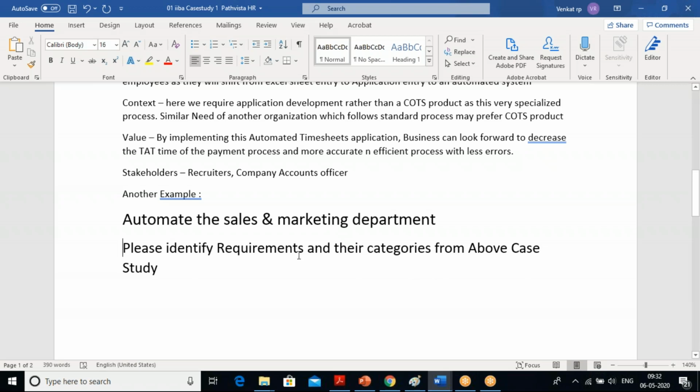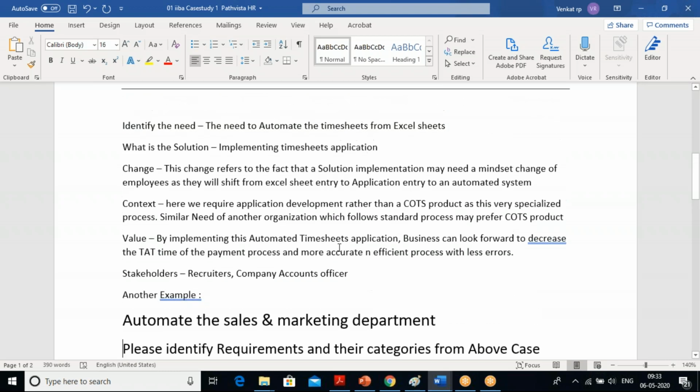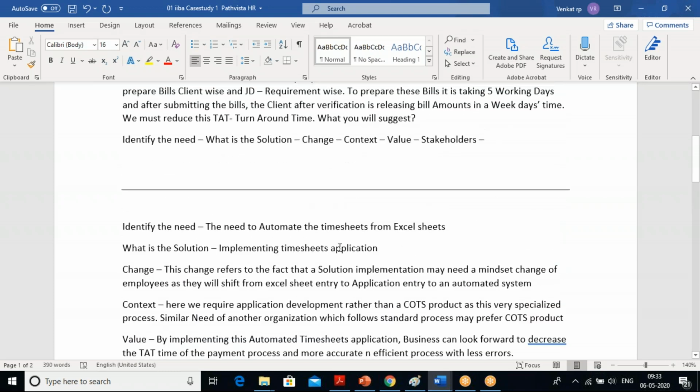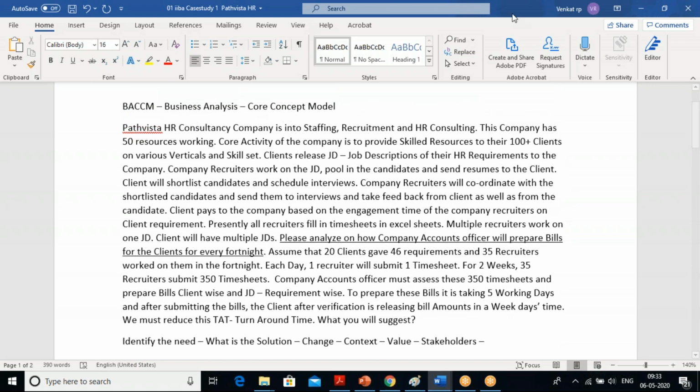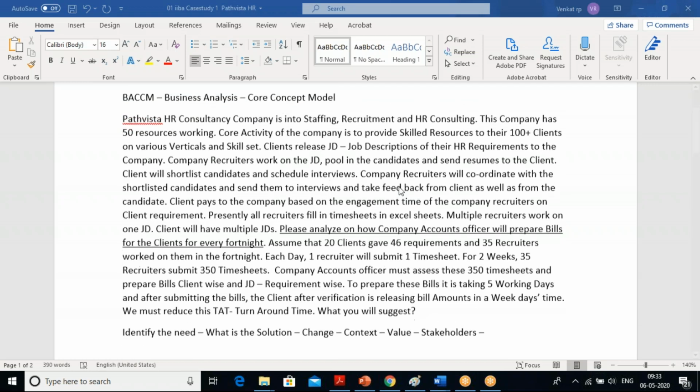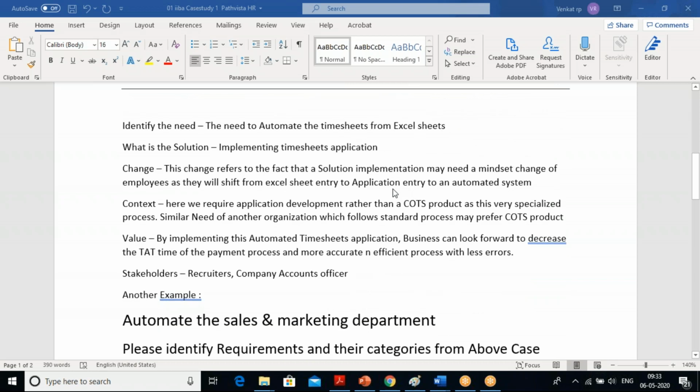What is the need, what is the change, what is the solution, and the stakeholders, the context and the value it is going to create. I want you to think from all perspectives and work on at least 4 or 5 cases. I'll give you 4 or 5 cases. You have to work on them, and tomorrow we'll discuss more about it and get more clarity. Fine, got it? Clear on this? Any questions you have as of now, you can ask me. No questions. Thank you. Okay.